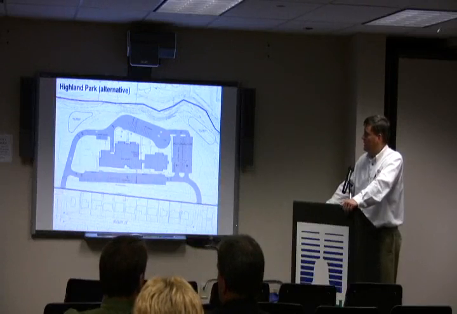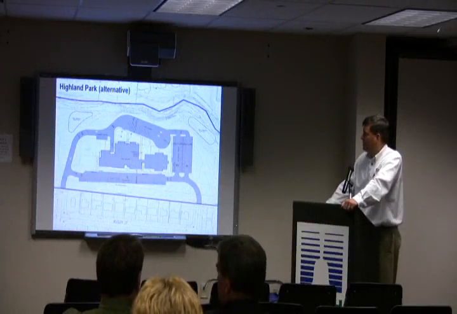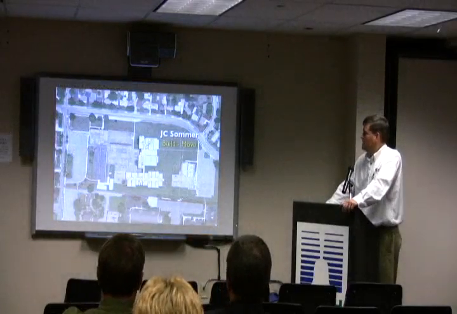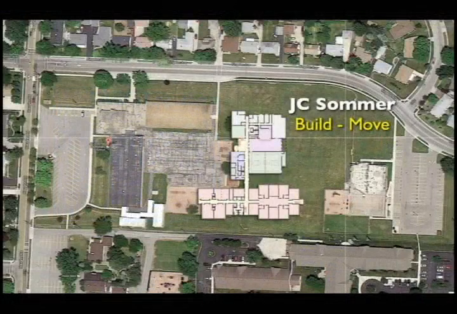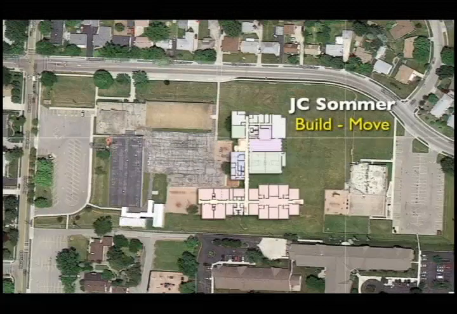So two options here, and a very big swing space issue if we go with this alternative. J.C. Summer is a pretty classic build move. What's different here is we have a lot of other amenities. We own these houses and the preschool center here. We own the old board office, Bostic Center here.